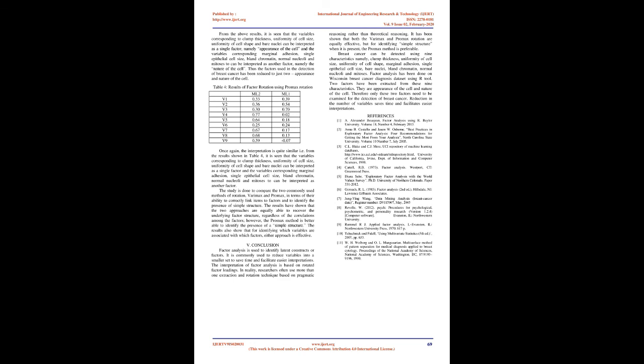Breast cancer can be detected using 9 characteristics, namely, clump thickness, uniformity of cell size, uniformity of cell shape, marginal adhesion, single epithelial cell size, bare nuclei, bland chromatin, normal nucleoli, and mitoses. Factor analysis has been done on the Wisconsin breast cancer diagnosis dataset using the tool. 2 factors have been extracted from these 9 characteristics. They are appearance of the cell and nature of the cell. Therefore only these 2 factors need to be examined for the detection of breast cancer. Reduction in the number of variables saves time and facilitates easier interpretations.